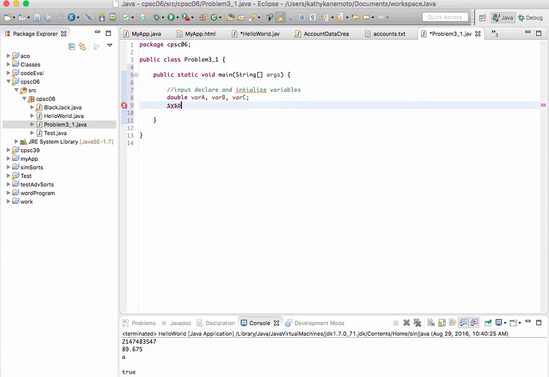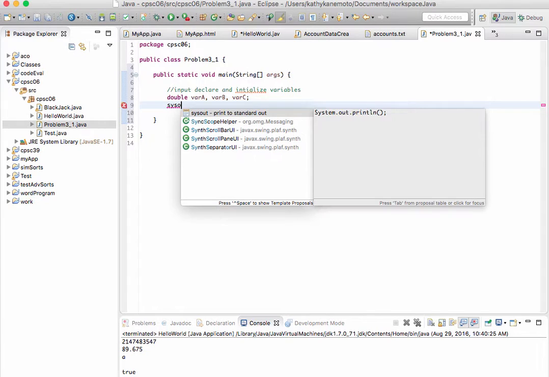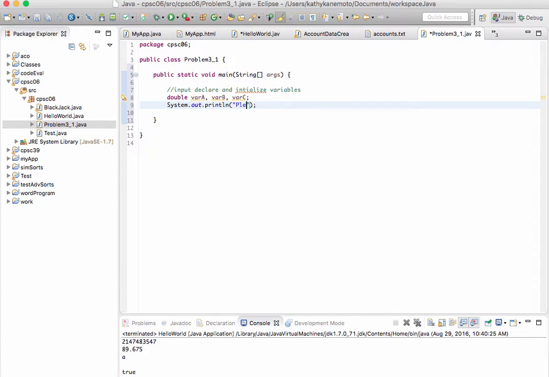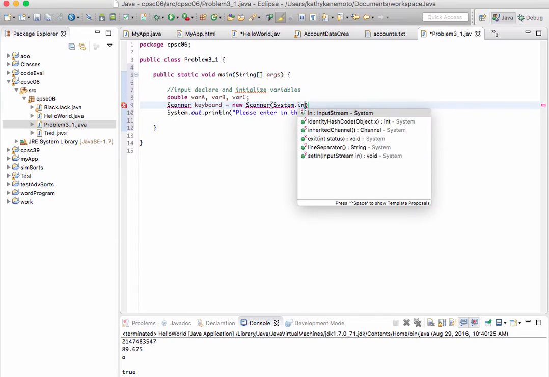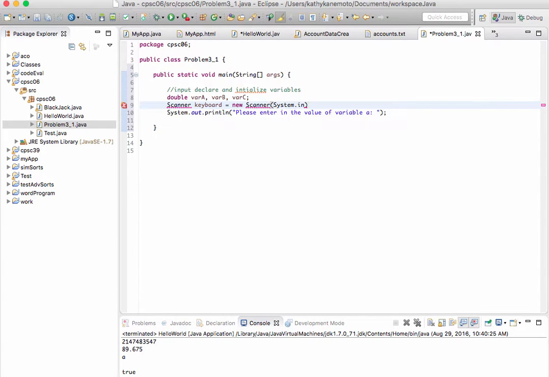Go ahead and output to the user, please enter in the value of variable A. To get input from our user, remember that we use this line of text where we create a keyboard object of type scanner, which allows us to get information from the keyboard and from our operating system.